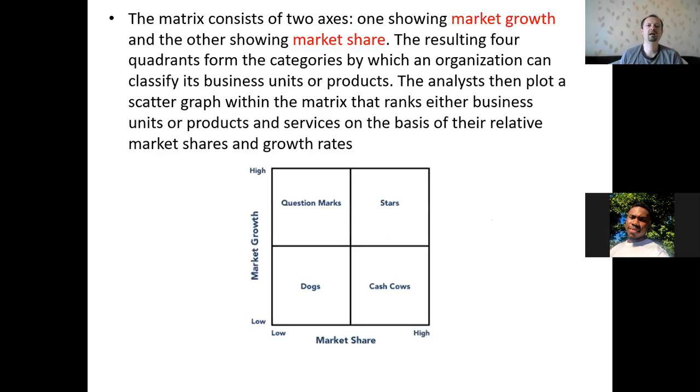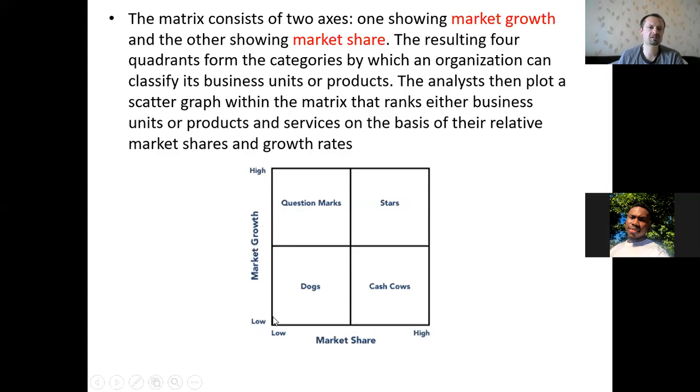This matrix has 2 axes. The first, horizontal, is market share, and the second is market growth. Generally, there are 2 possible ways to build this matrix. In the literature, you will find 2 ways.